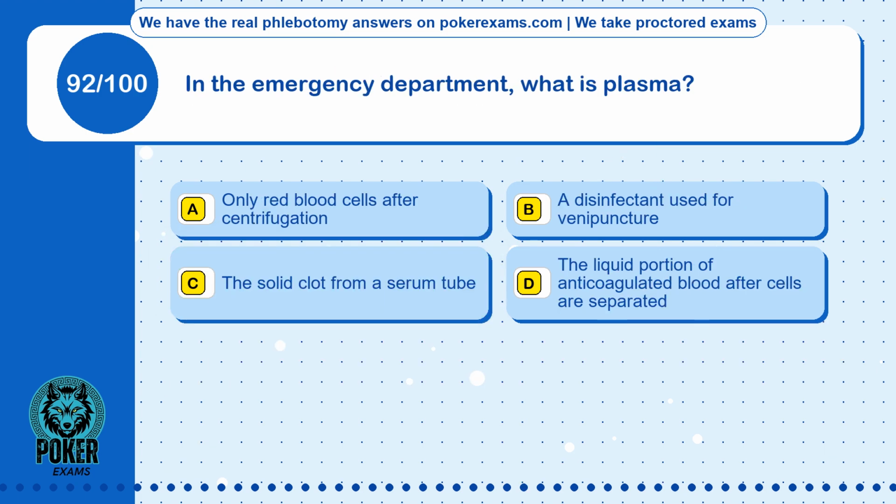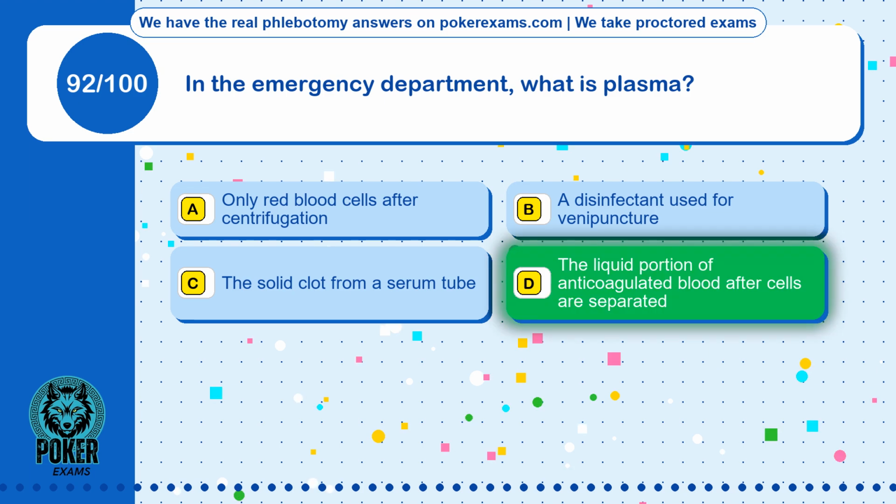Question 92. In the emergency department, what is plasma? Option A. Only red blood cells after centrifugation. Option B. A disinfectant used for venipuncture. Option C. The solid clot from a serum tube. Option D. The liquid portion of anticoagulated blood after cells are separated.